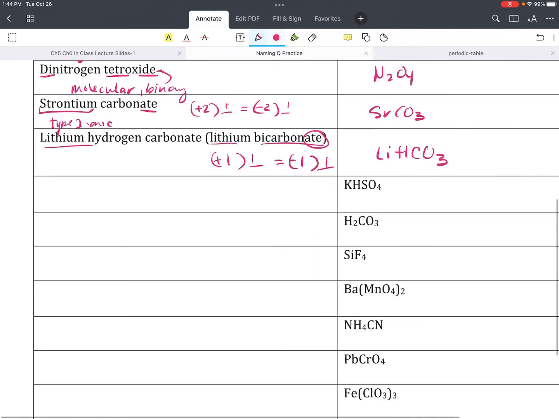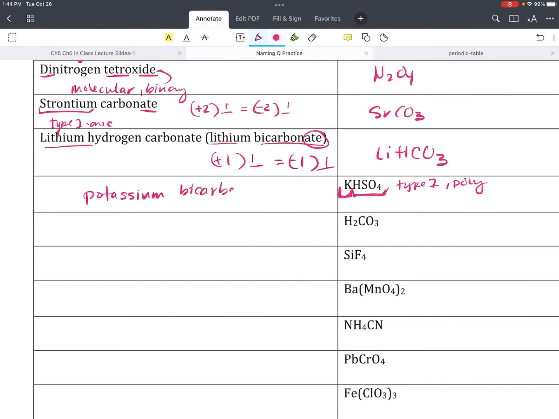LiHCO3. Here we have potassium, which means that this must be a polyatomic ion. So here we have a type 1 poly, so ionic compound. And so it's going to be the full name and full name. So potassium bicarbonate. Nope. Potassium bisulfate. Or if you prefer, hydrogen sulfate. Either is fine.